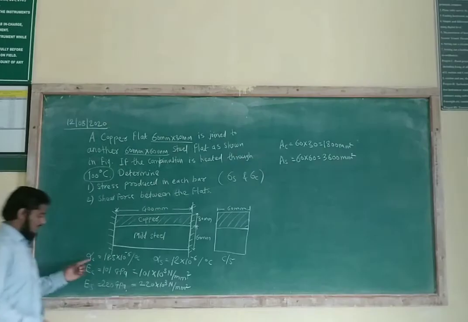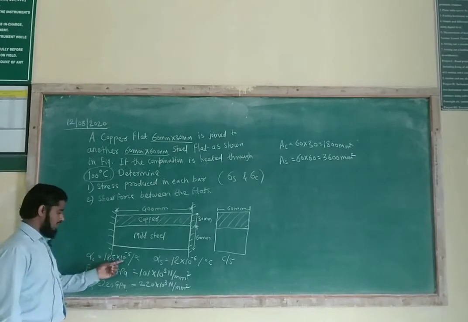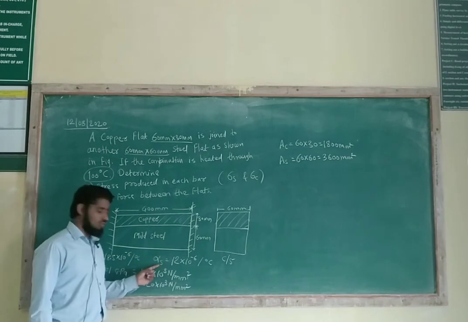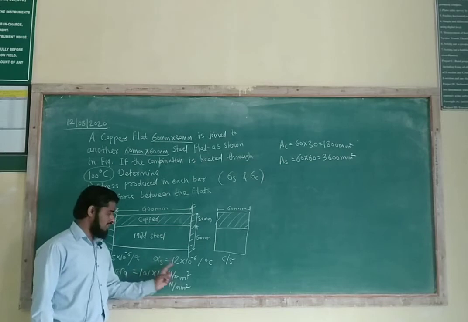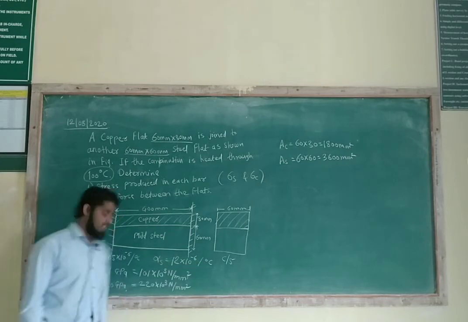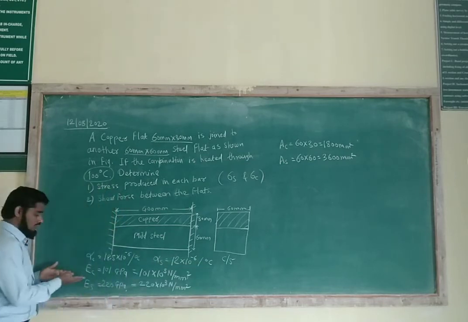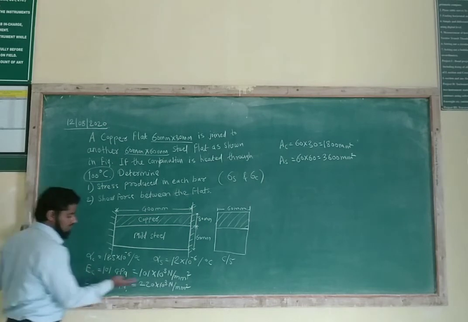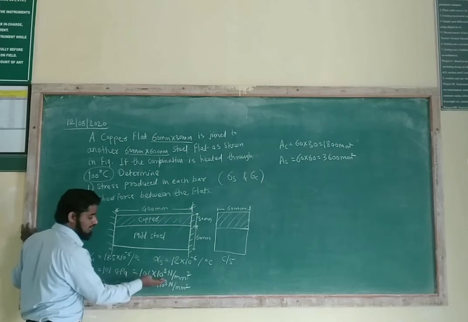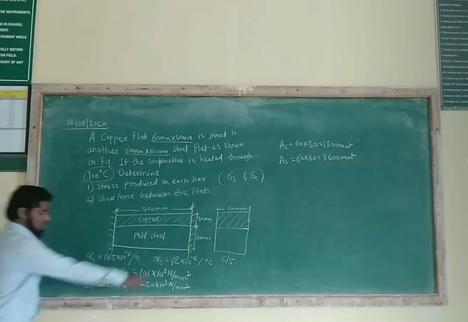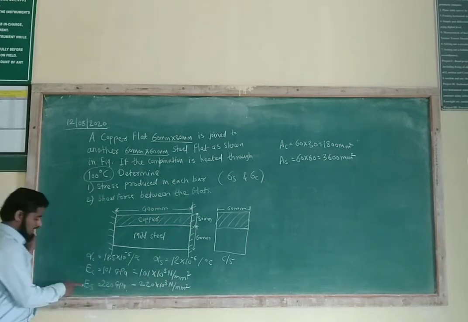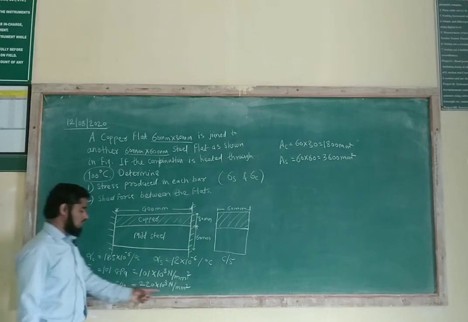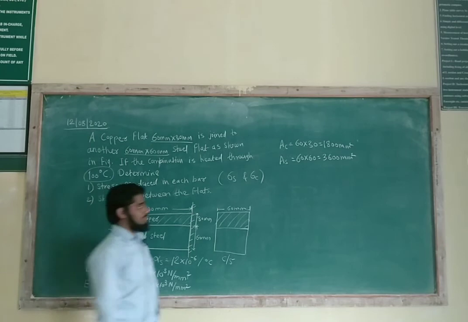Now alpha C is given as 18.5 into 10 raised to minus 6. Alpha S, the coefficient of expansion for steel, is given as 12 into 10 raised to minus 6 per degree centigrade. The modulus of elasticity for copper is given as 101 GPa. We need to convert it into MPa, just multiply by 10 raised to 3, and we get Newton per mm square. Modulus of elasticity for steel is 220 GPa, which we can convert into MPa, that is Newton per mm square.